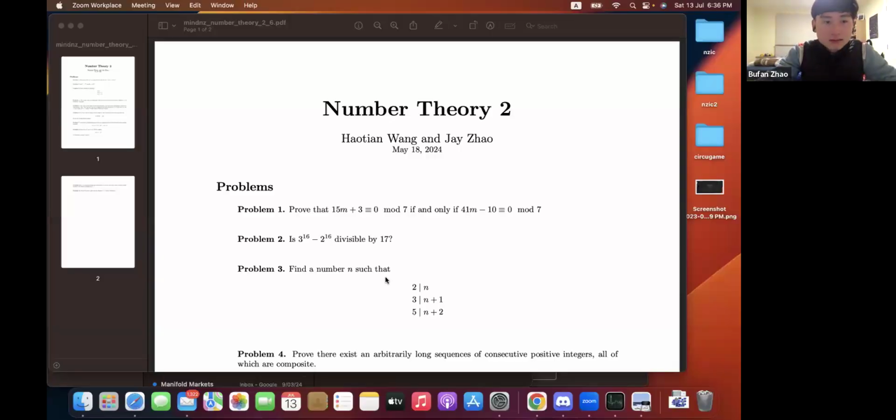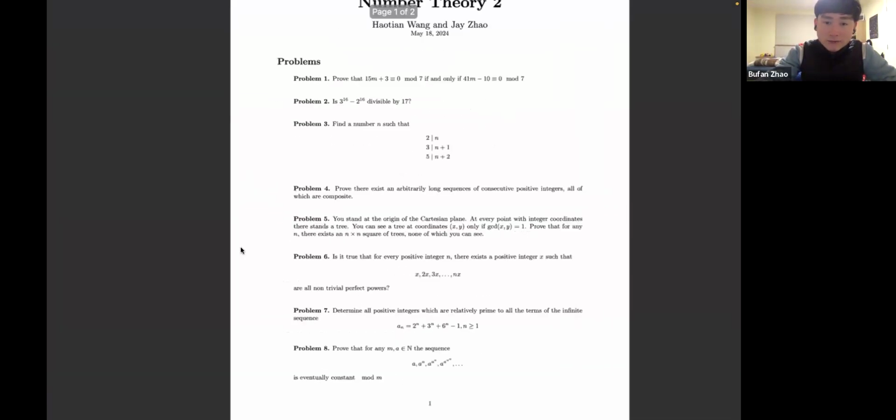Find the worksheet really quickly. There should be this worksheet called Mind and the Number Theory, Choose 6. Let me see if I can send it to you. No, I'll just send it in the chat. See whether it works. Oh, never mind. I'll just screenshot then. Okay. Can everyone see the worksheet?